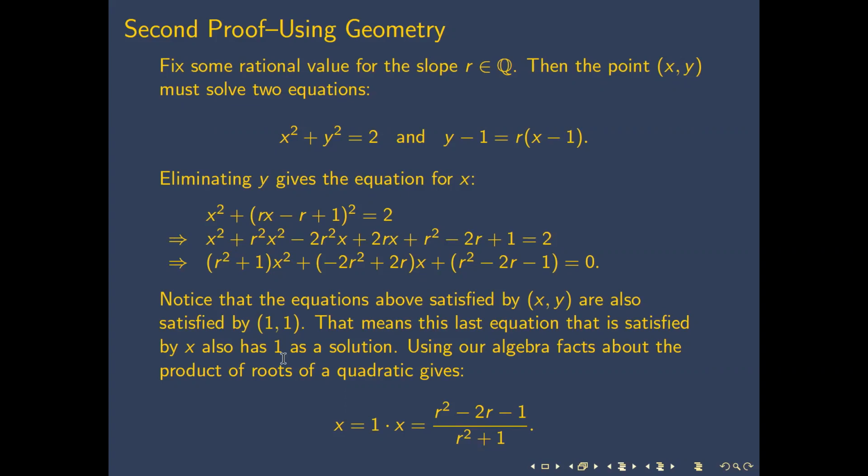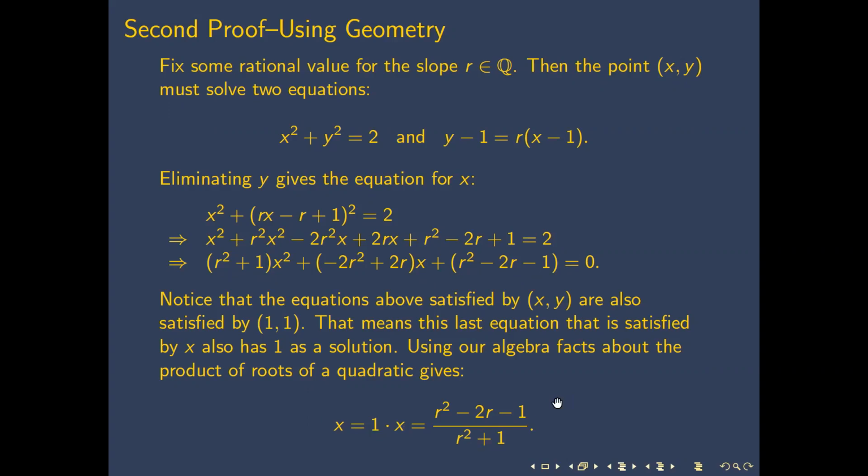And then we can get the other solution real easily if we just remember from our algebra class that the product of the solutions is this last coefficient divided by the first coefficient. Okay. So the x we're looking for is 1 times x, but 1 times x is the product of the roots. The product of the roots is this last guy divided by the first guy. Okay. So that's the x-coordinate of the point we're looking for.